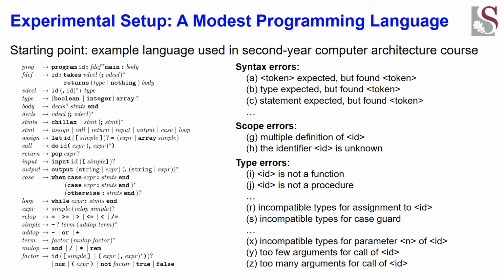In particular, we look at AMPL, a modest programming language that has been used at a second-year computer architecture course at Stellenbosch. On the left, we see the complete context-free grammar for AMPL. It is indeed a quite modest imperative programming language with the usual constructs. On the right, we see the list of errors that the compilers can raise. Again, this is pretty much what we would expect. Several classes of syntax errors, some scoping errors, and a bunch of type errors.